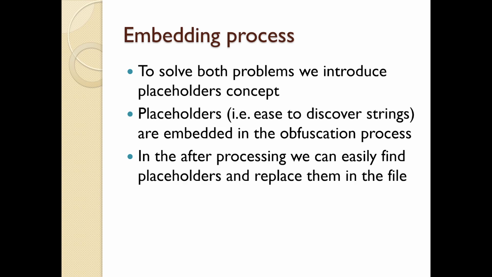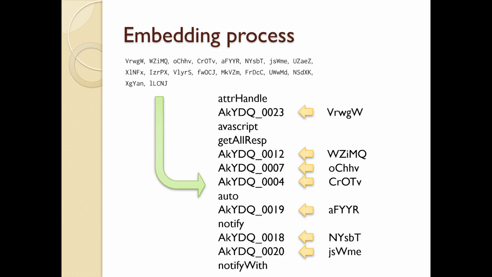Instead of embedding the secret message during the obfuscation process, we actually embed a placeholder, and in the post-processing phase we replace all the placeholders with the actual secret messages, this array that we've seen before with these 5-letter strings. This is how it looks.